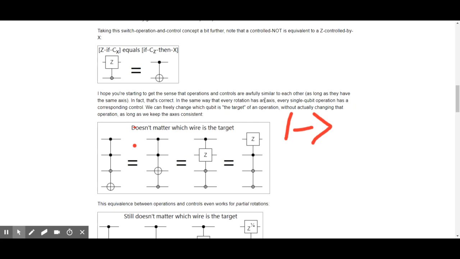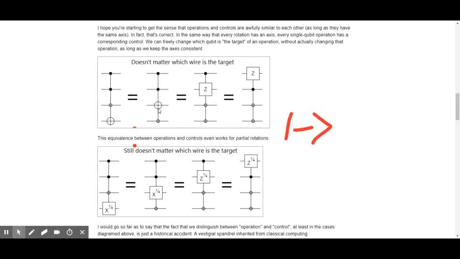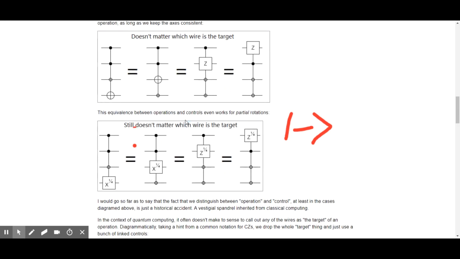In the same way that every rotation has an axis, every single qubit operation has a corresponding control. That's an interesting way of seeing it. We can freely change which qubit is the target of an operation without actually changing that operation as long as we keep the axis consistent. That's interesting. So, doesn't matter which wire is the target. Yeah, but here you're using a combination of Z and X controls. That's confusing. The equivalence between operations and controls even works for partial rotations.